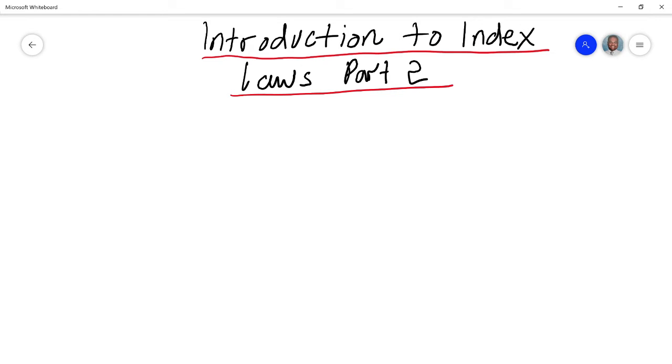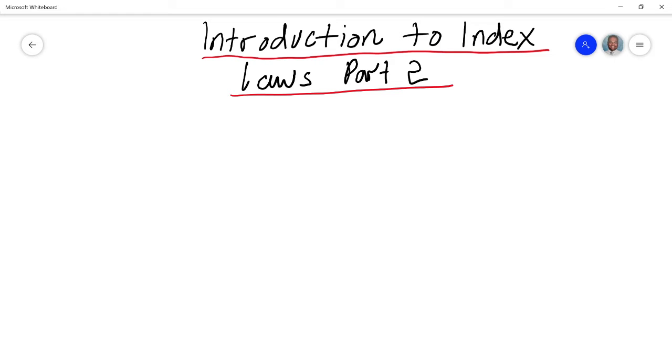Hi guys, in this episode of the series, we're going to be talking about index laws and a few other rules that we're going to be using. If you looked at my previous videos, we looked at index law number 1, index law number 2, and then some questions involving those laws. So I thought we'd use this time to review the previous laws that we talked about.